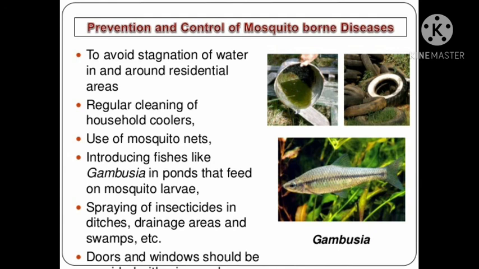Spraying of insecticides is also helpful. Keeping the doors and windows closed or covering them with mesh, as we discussed, is another preventive measure for controlling mosquito-borne diseases. For houseflies, covering the food with proper covers is helpful.